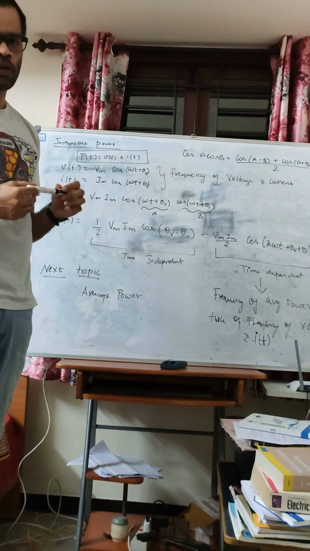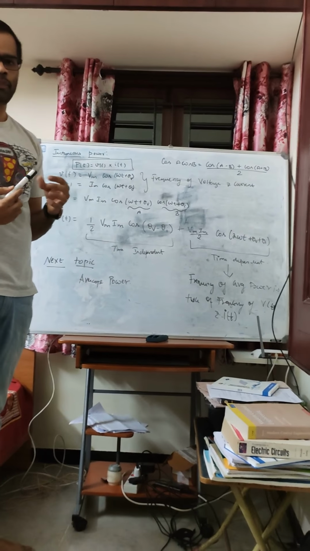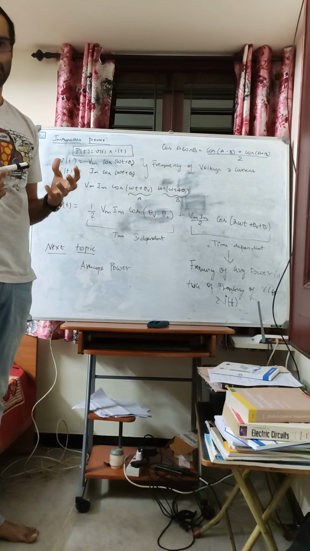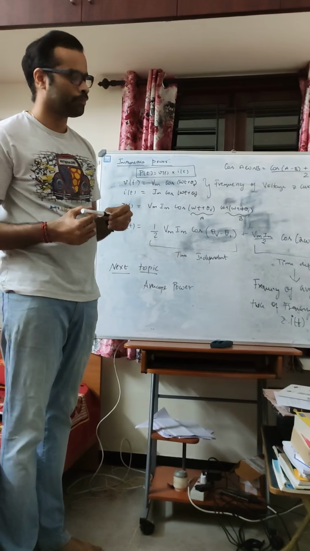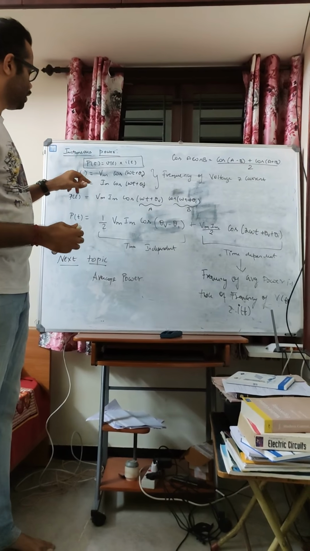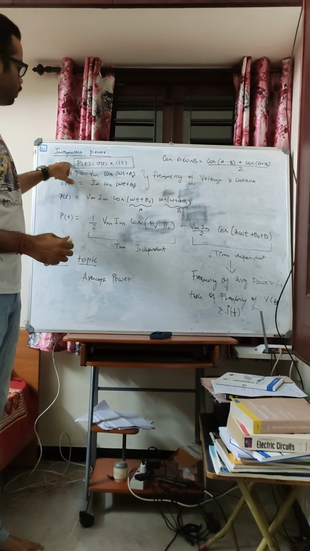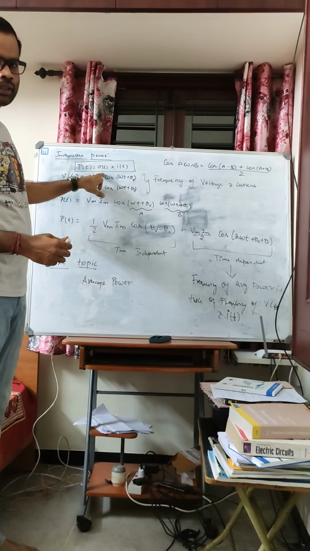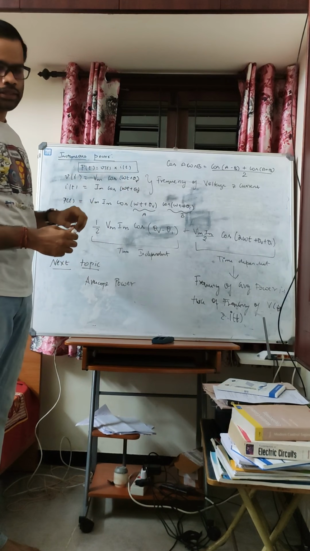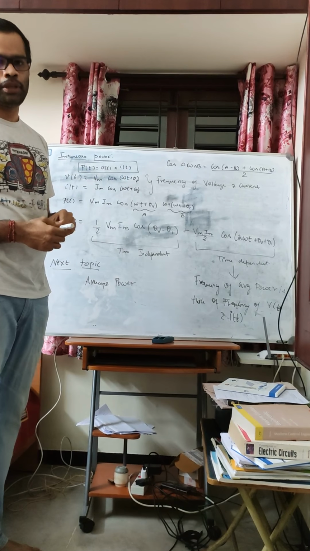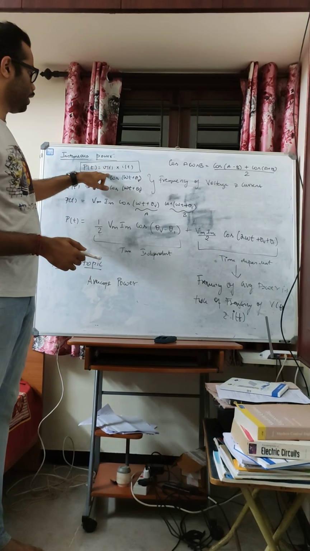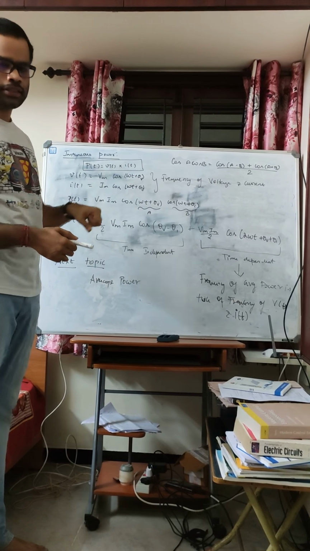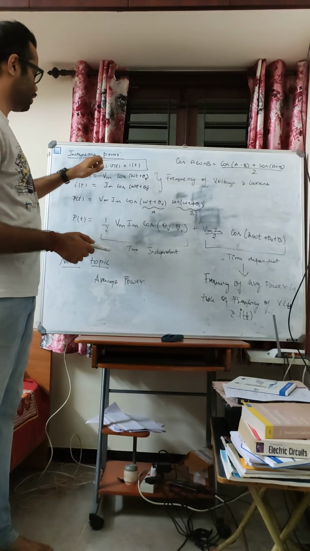It's a very simple concept. The power drawn by any element at an instantaneous time is called instantaneous power. So the instantaneous power is equal to the voltage across the element times the current flowing in that particular element. The product of voltage across the element and the current is generally called the instantaneous power.